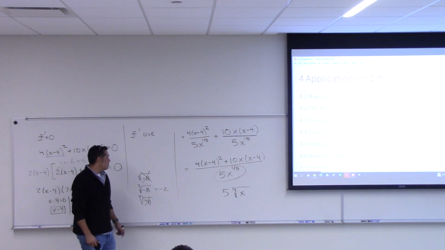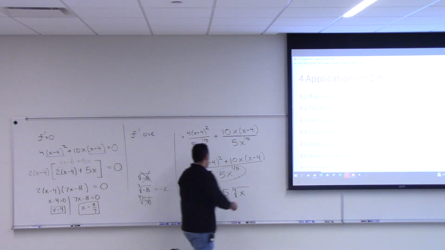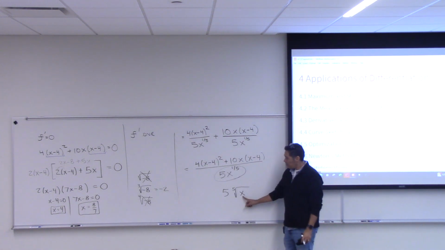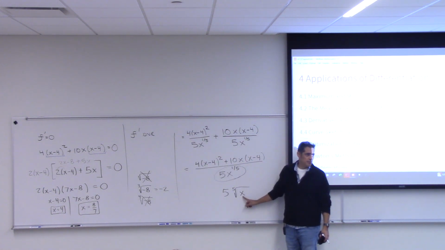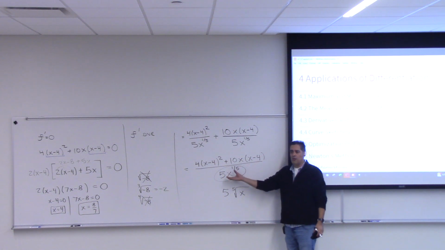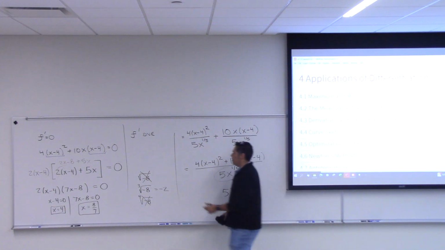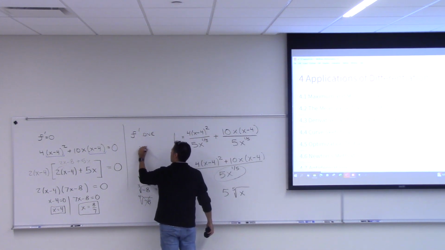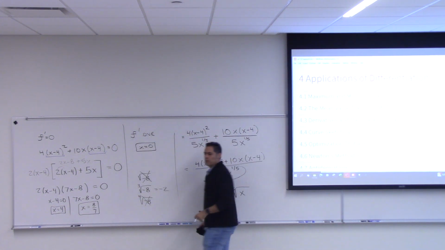All right, so here, it's okay to plug a negative in, but you can't plug 0 in. Because if you plug in 0, you get 0, right? And division by 0 is undefined. So the only critical number we would have here is if x is 0. So we have a total of 3 critical numbers.